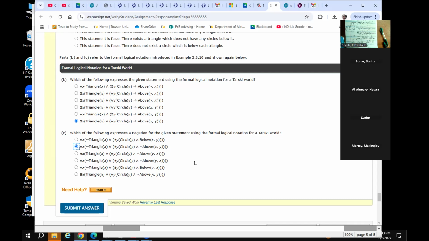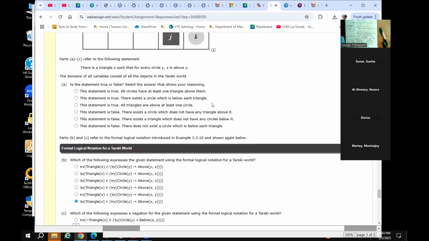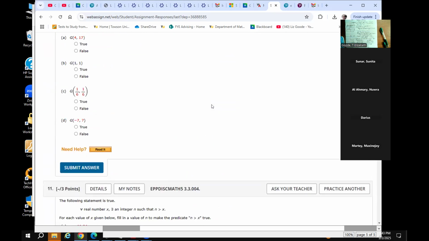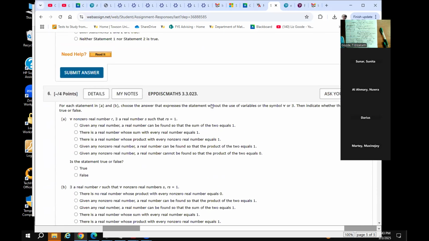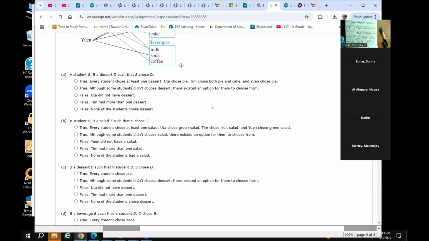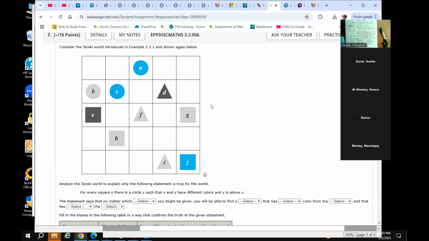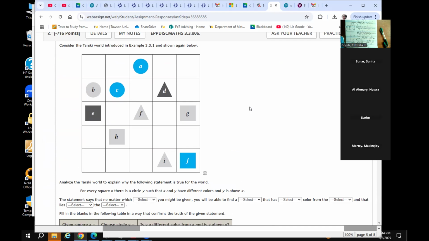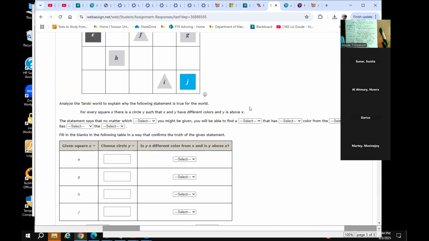Okay, so while we are here, can you review question 2 in section 3.3? Yes. I'm a little confused on the table. What are we supposed to do?